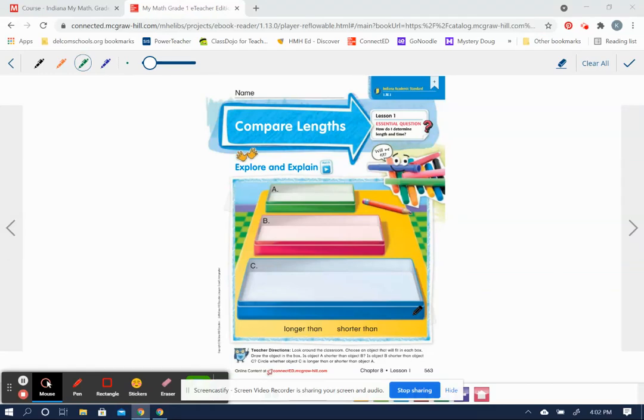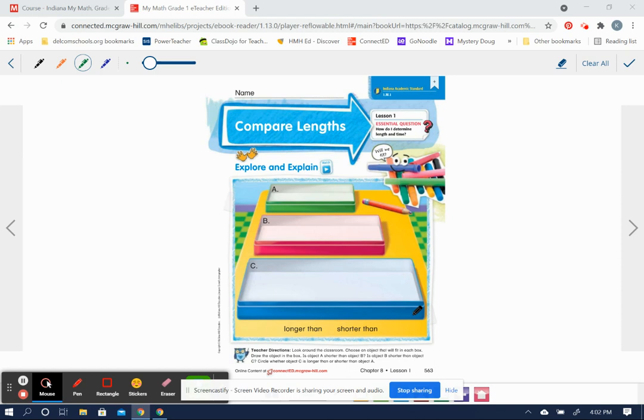Hello, boys and girls. Well, today we are beginning Chapter 8 in our math books, and Chapter 8 deals with measurement and time. So today we're talking about comparing lengths. And so it says down here at the bottom for us to look around the classroom and choose an object that will fit in each box.